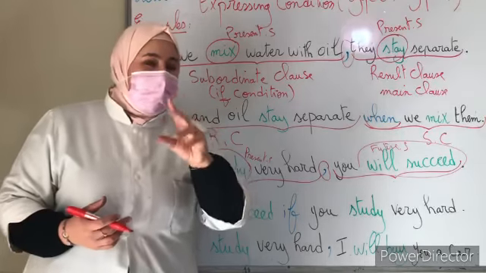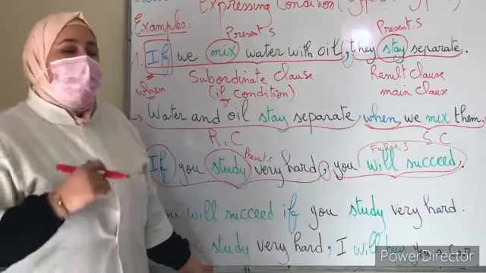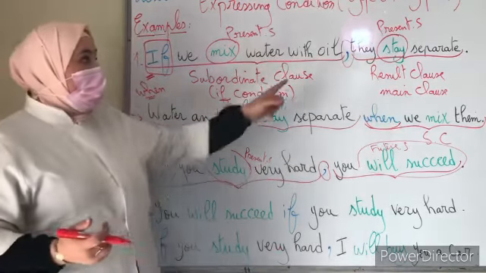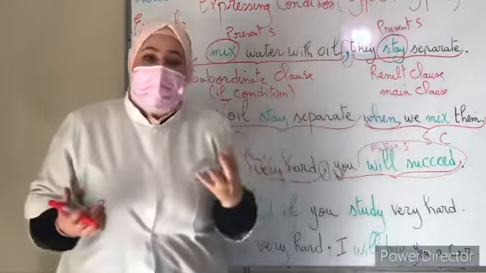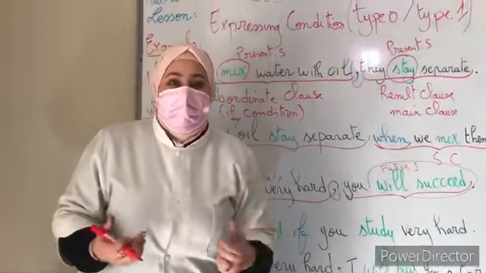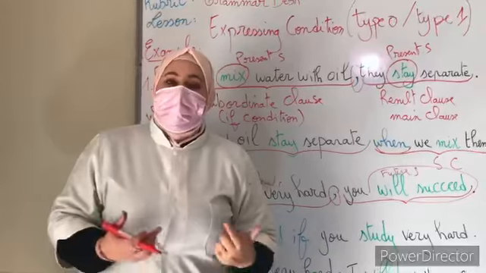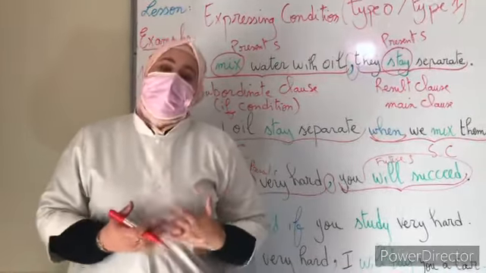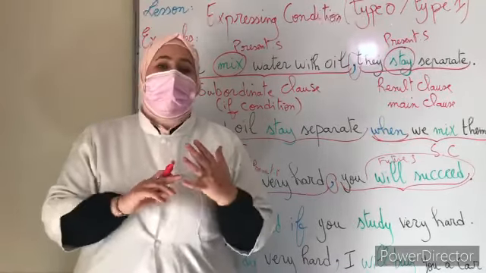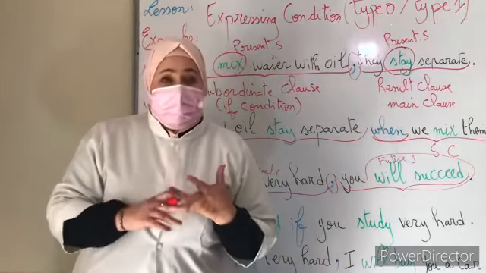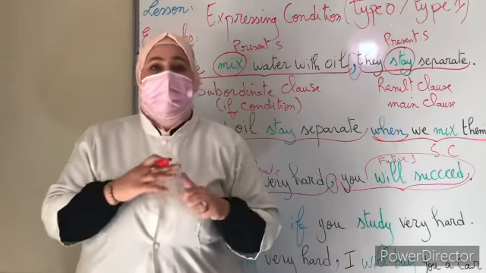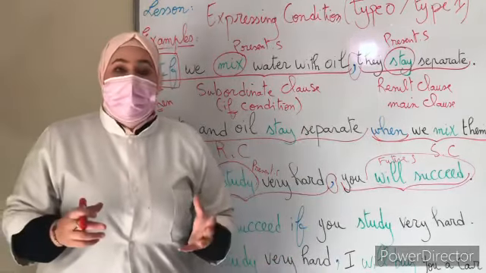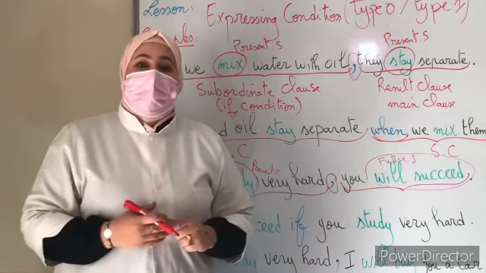So here we have a possibility. If you study very hard, I will buy you a car. So this is a promise, okay? So we can use conditional type 1 for different functions. For example, if you would like to express possibility, we use type 1. If you would like to express a promise in the future, you can use conditional type 1. That means conditional type 1 has different functions like warning, promise, threat, whenever you have a danger, possibility, ability, etc. Is it clear? Normally the examples are very clear for you.